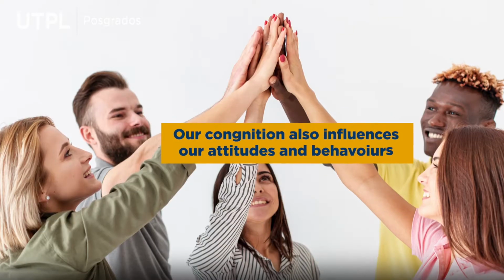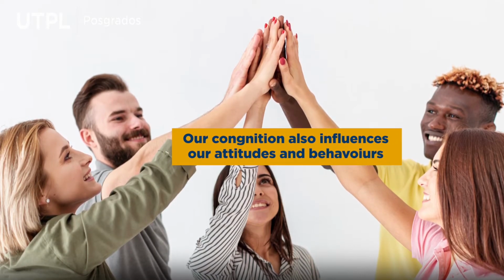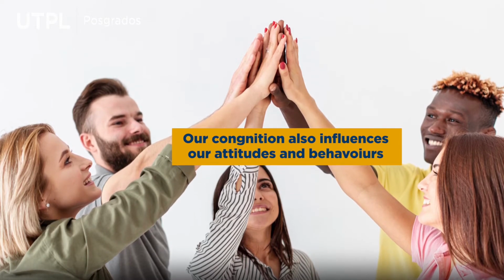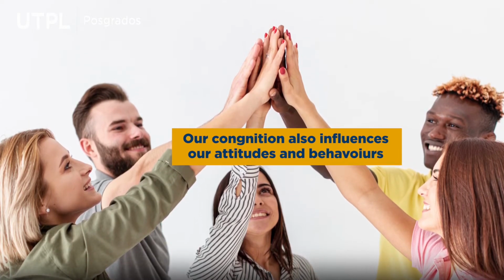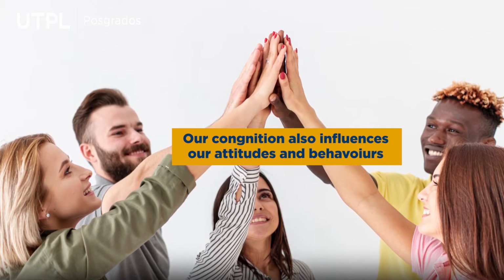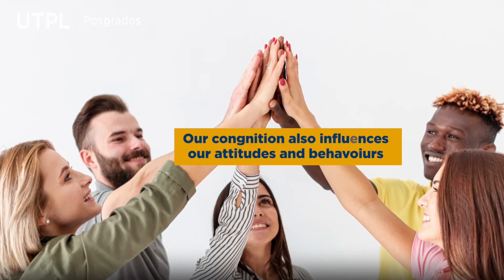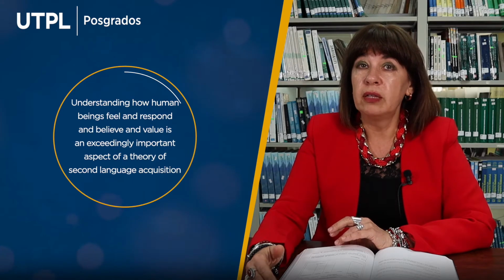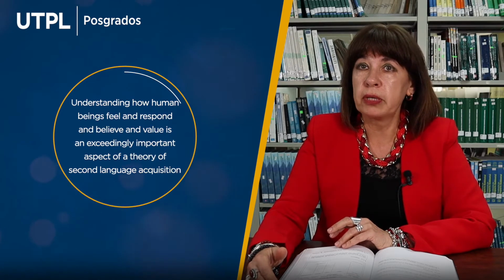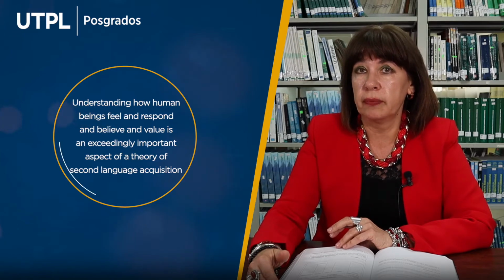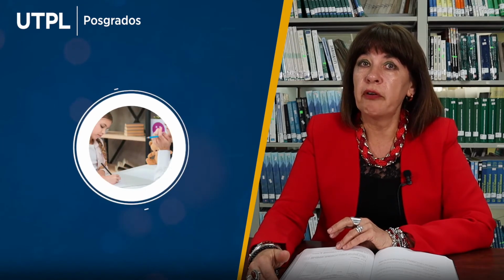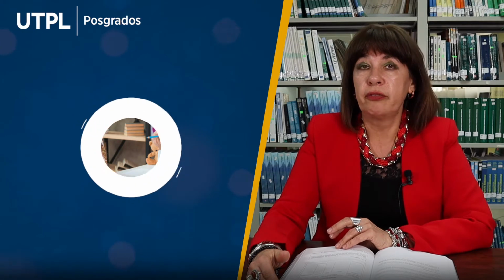Our cognition also influences our attitudes and behaviors, or social rules, norms, values, beliefs, and it may lead to ethnocentrism, or evaluation of other cultures according to the pre-existing concepts, standards, and customs of one's own culture. As already stated, language is behavior, a phase of human activity. Understanding how human beings feel and respond and believe and value is an exceedingly important aspect of a theory of second language acquisition. Part of behavior is affect. It refers to emotions and feelings.